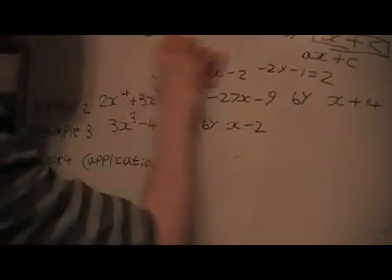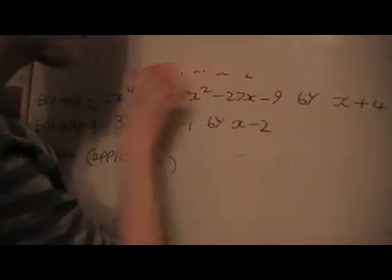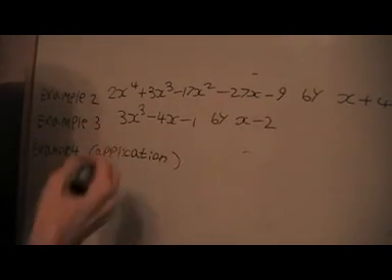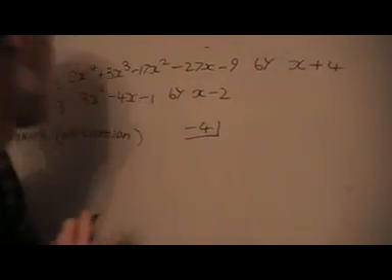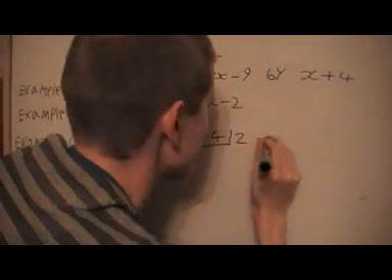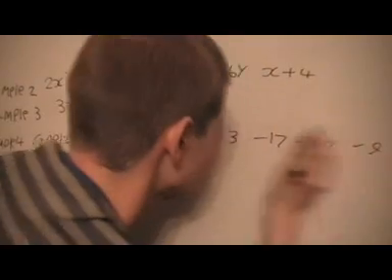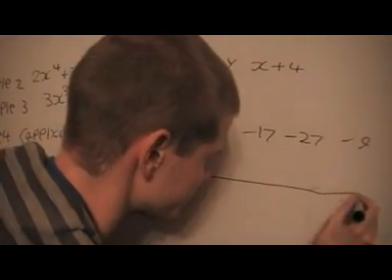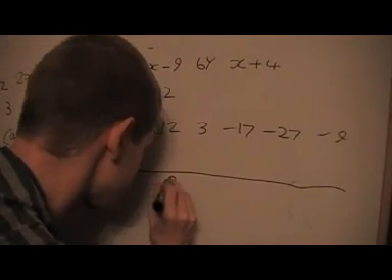Rub things off so we've got more room. So let's look at example 2 here. This is a much harder one. So write this. Remember, we'll take the negative one. So it's going to be minus 4. Then we'll take these numbers here, the coefficients. 2, 3, minus 17, minus 27, and minus 9. Oh, but I don't want to run out of time here because this is a long problem, it's hard.